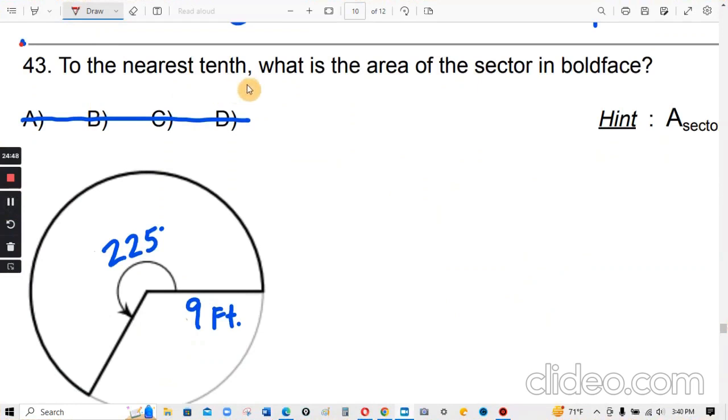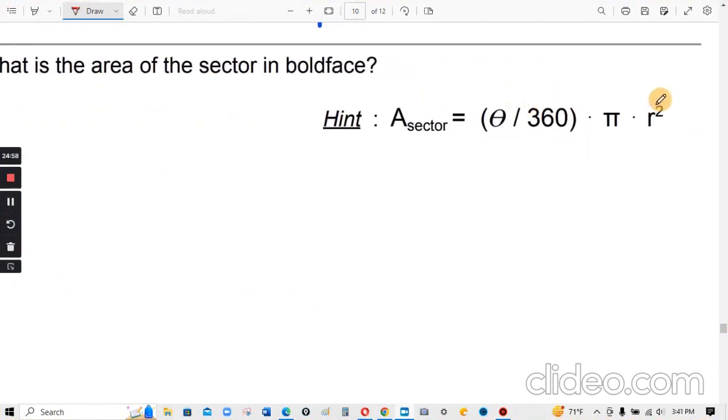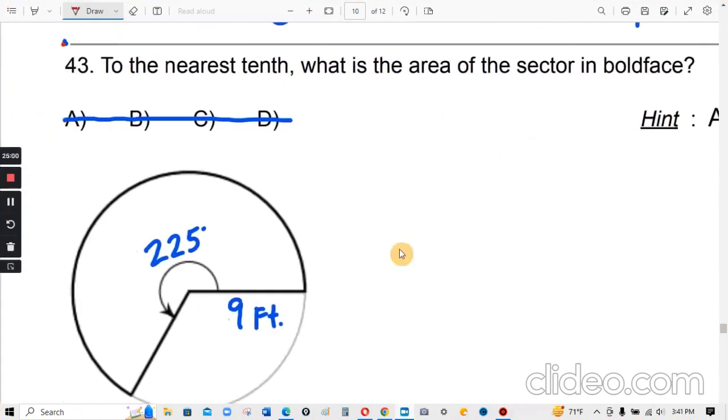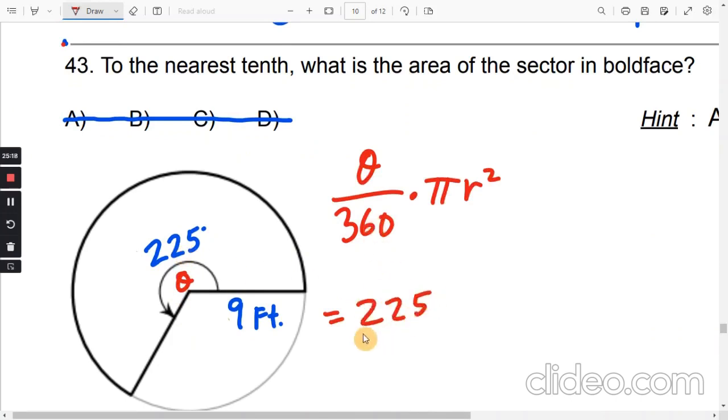All right, to the nearest tenth, what is the area of the sector in boldface? All right, so we're looking for the area right in here. I gave you the formula. The area of the sector is theta over 360 times pi r squared. Theta is this central angle right here. That's a Greek letter. So that's 225 divided by 360. And that's times pi times r squared.